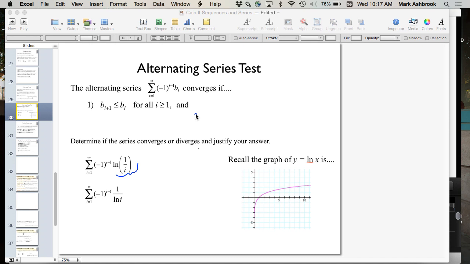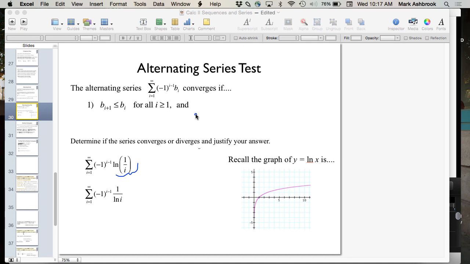The alternating series test tells you when an alternating series will converge. It gives you criteria so that you can conclude it will converge. If it doesn't meet the criteria, can we conclude that it diverges? No, right? It may or may not. The alternating series test gives us criteria that guarantees it converges.